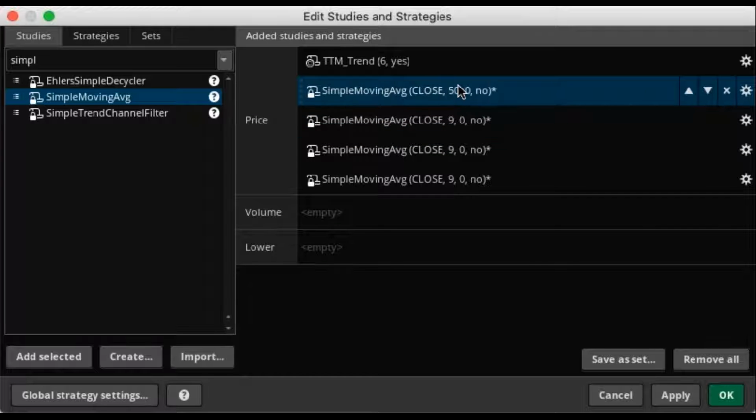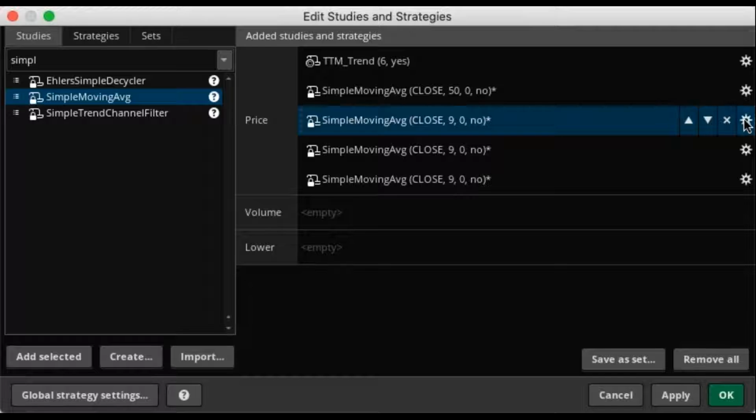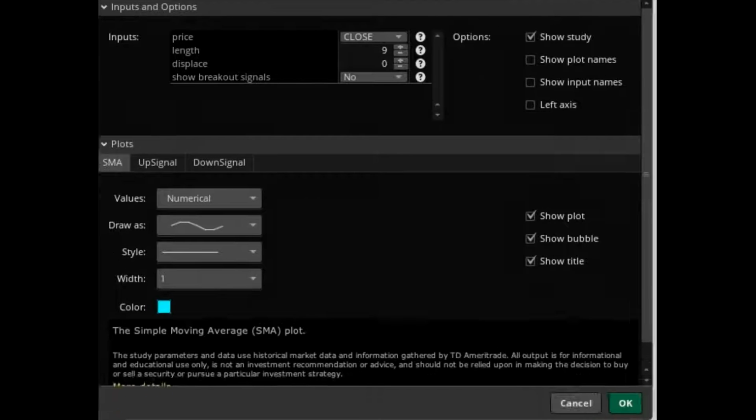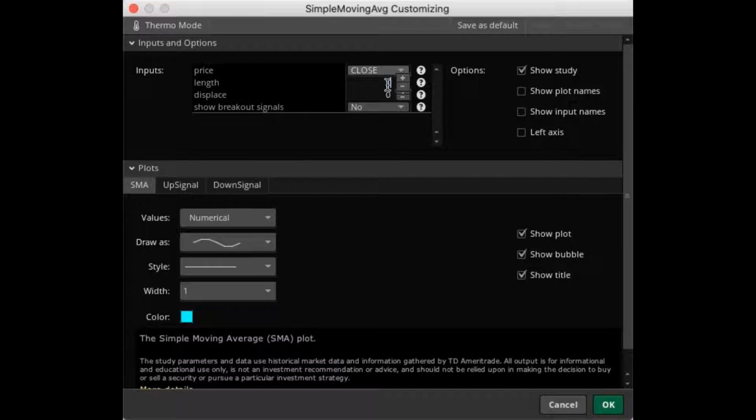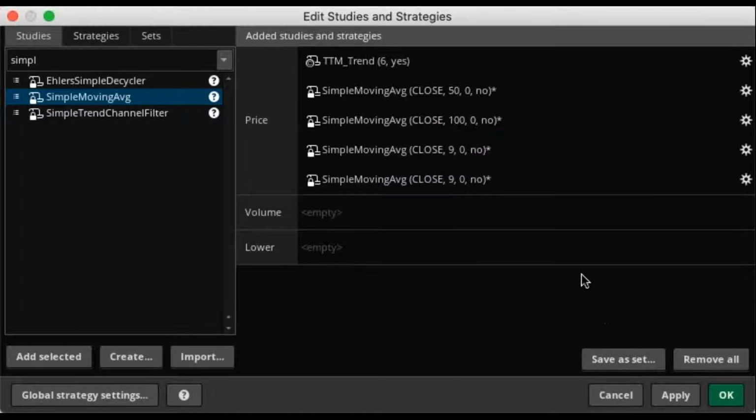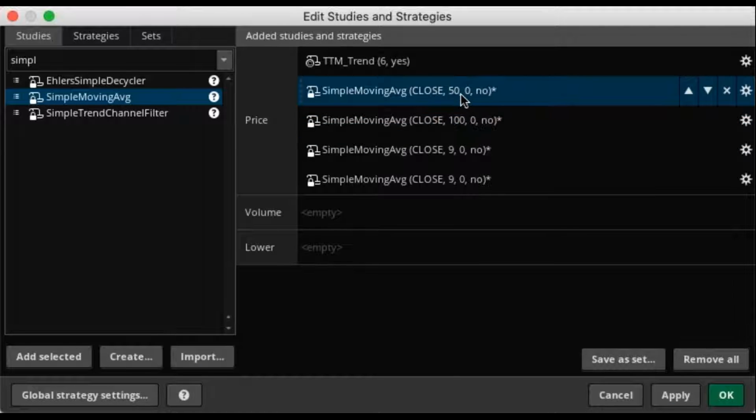So we could see that that changed to 50. So now we go to the next one. So this one, we're going to change the length to 100, and we're going to change the color to orange. And that's all we changed, 100 length and to orange. Then we're going to push OK. And then we could see that is 100, that's 50.